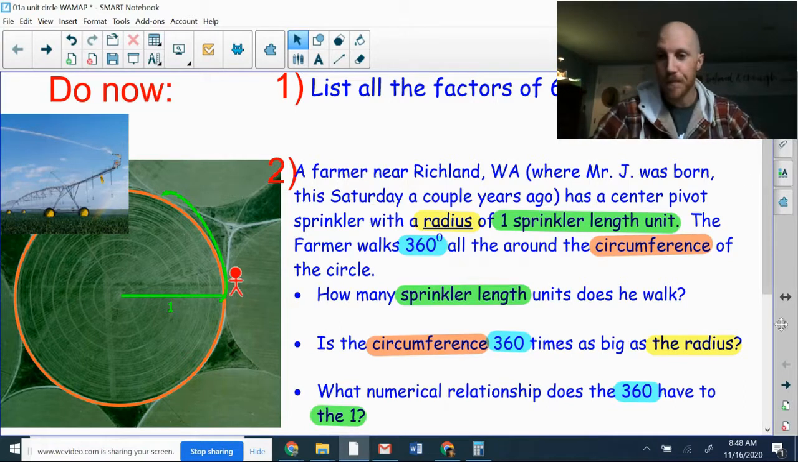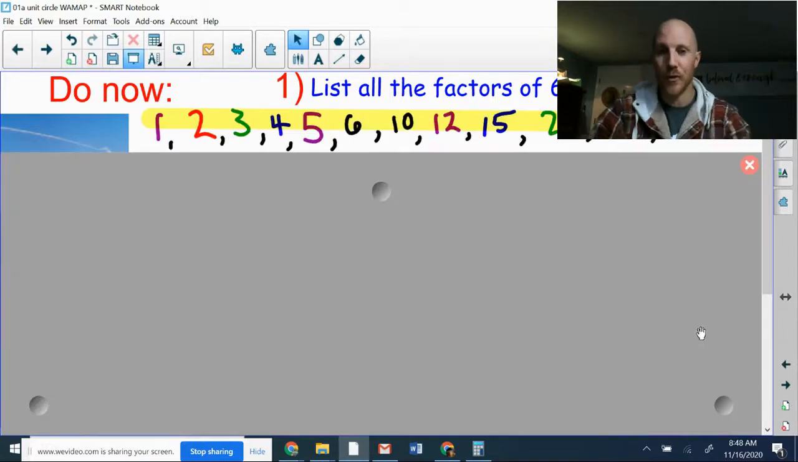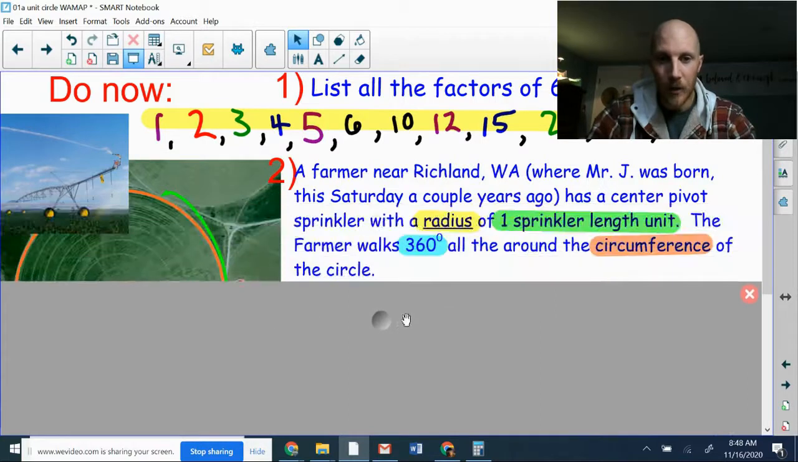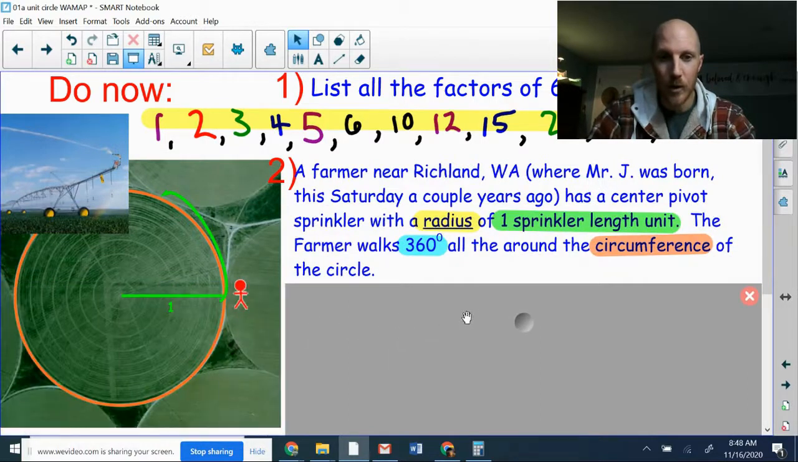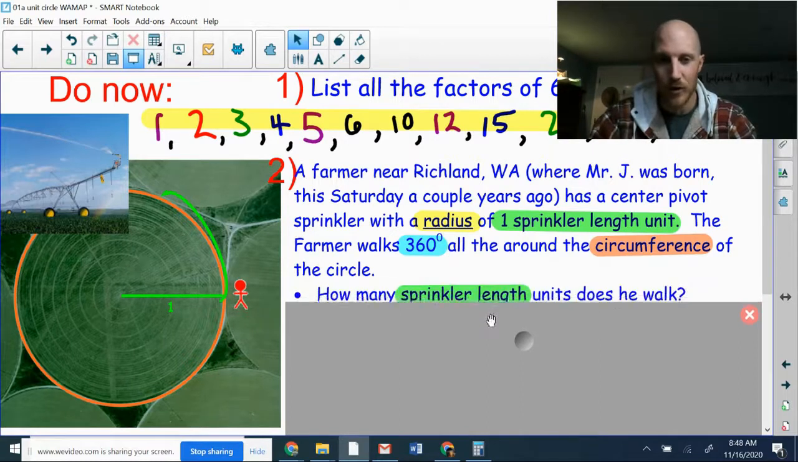Hey, welcome back. So all the factors of 60, there's a bunch of them, 12 of them actually. I got them matched up, 1 and 60 at the other end, 30 and 2 and so on. They're color coded, but you can see all of those factors. All right, let's take a look at this sprinkler. So I tried to color code the different parts so that they'd match what you see in the illustration.